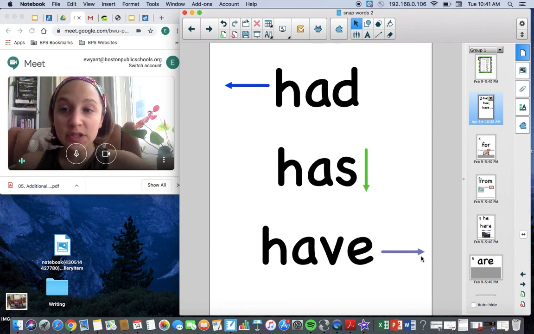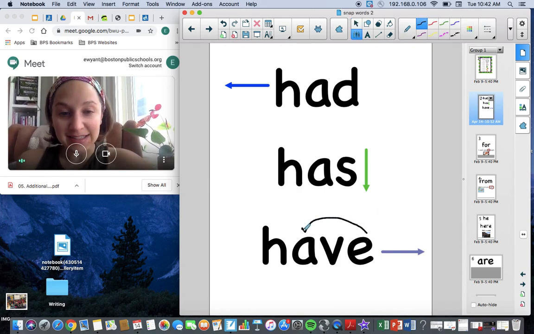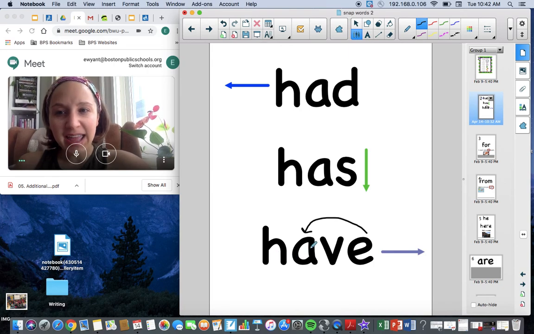Another thing that you may have just noticed about the word have is that it has that sneaky E at the end, but sneaky E is not telling the A to say its name. It's not have, I want to have a dog. No, it's have. So it's a rule breaker. That sneaky E is not making the A say its name.